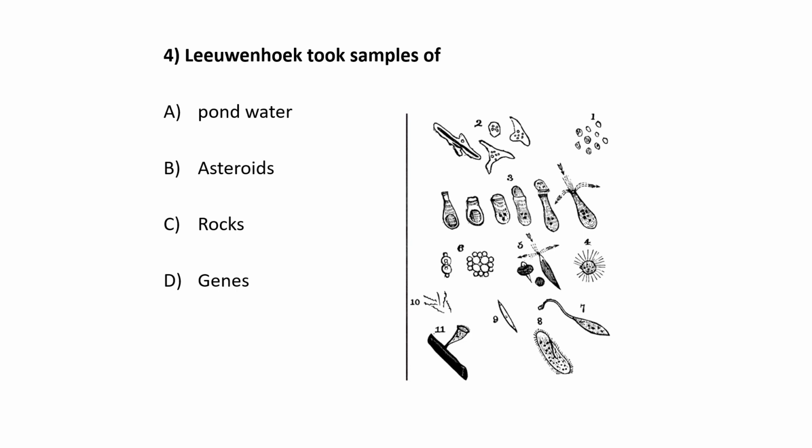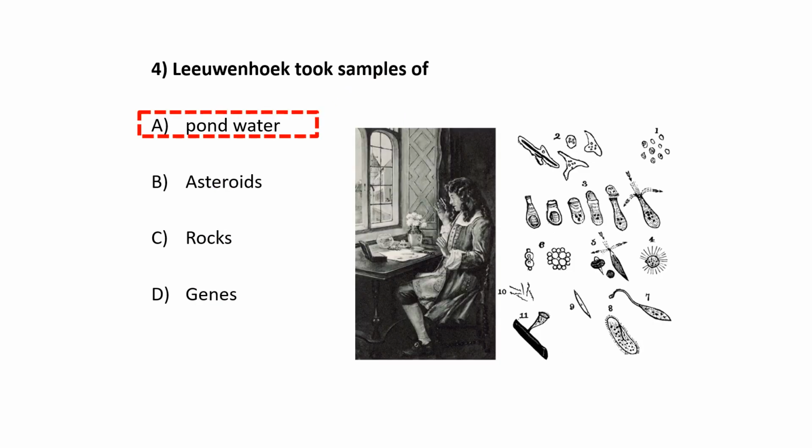So Leeuwenhoek took samples of, so definitely not genes. No, he was not studying rocks or asteroids. He was studying pond water, and these are the type of living organisms that you can see in any pond water. Although, in first semester in cells and energy in biology, sometimes we show the students all these different organisms that you can see in a drop of water. Now, here you can see a picture of Anton Van Leeuwenhoek when he started observing all these types of organisms.